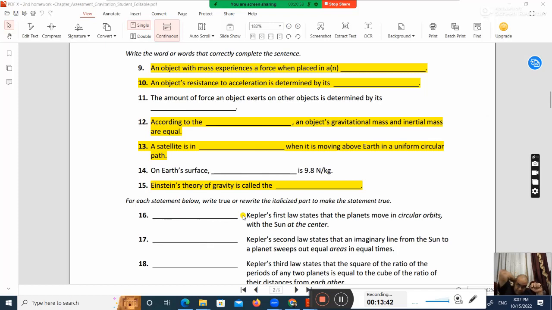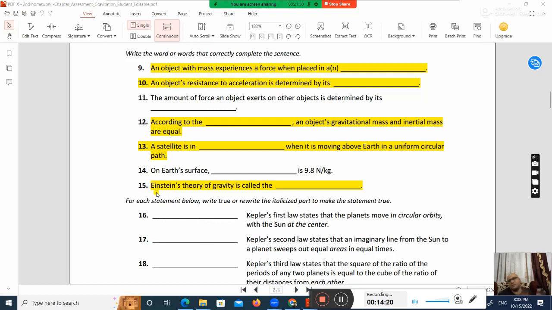According to the rule of gravitational force, the object's gravitational mass and inertial mass are equal. A satellite is in equilibrium when moving above Earth. Equilibrium is centripetal force equals centrifugal force. On Earth's surface, the gravitational field, or acceleration of gravity, is equal to 9.8 N per kilogram.